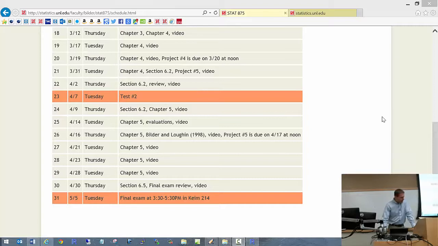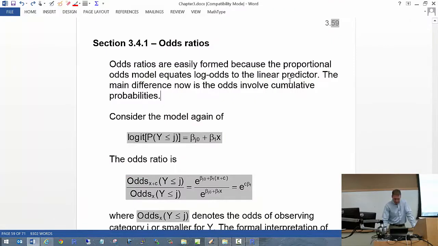Okay, we left off last time on page 359. So we're talking about proportional odds regression models. They are models that are useful when you have a multi-category response where there's some kind of ordering amongst the categories.